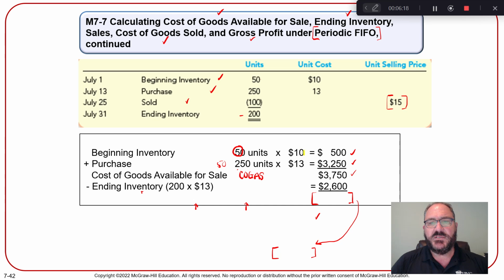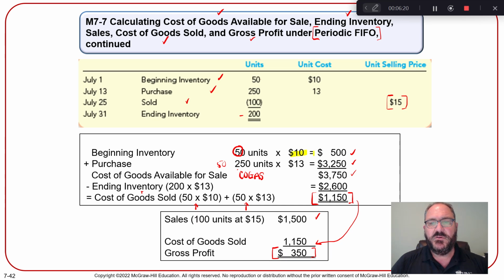So there's our $10 ones right here. Okay, $10, 50 units at $10. Then purchases 250 units at $13. This gives us that. So now this is the cost of goods available for sale. This is all the goods. Now, what did we actually sell?